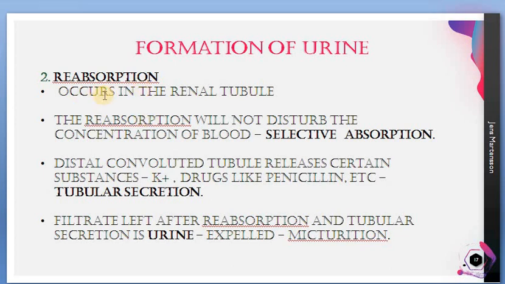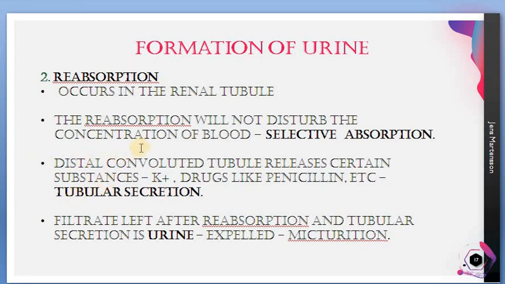So where does this occur? Reabsorption occurs in the renal tubule. The renal tubule is the rest of the nephron, after the glomerulus. It has three parts: proximal convoluted tubule, Henle's loop and distal convoluted tubule. Together we call it the renal tubule.